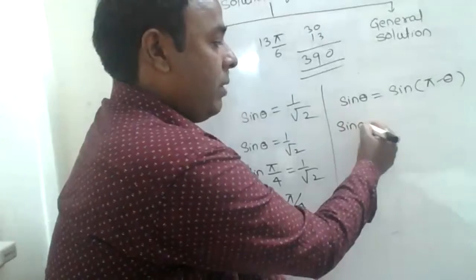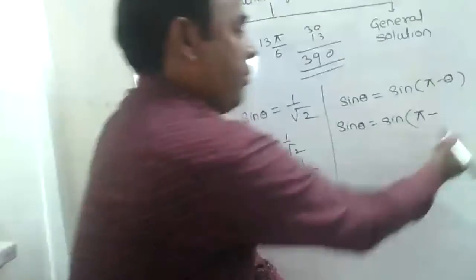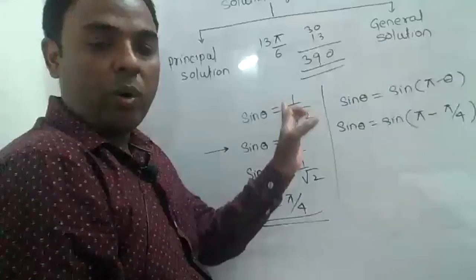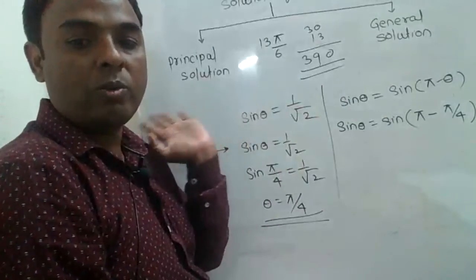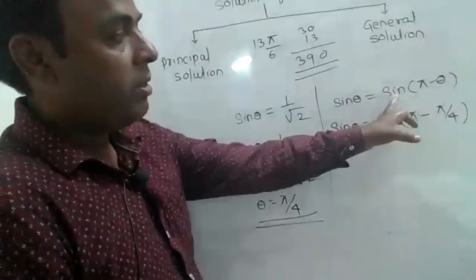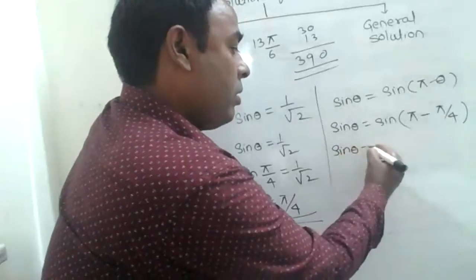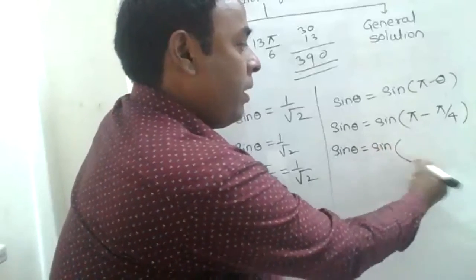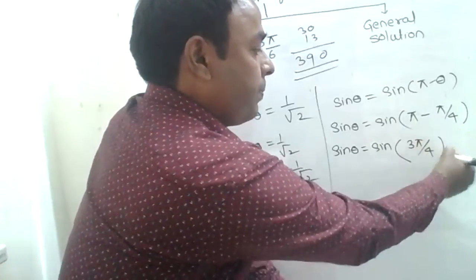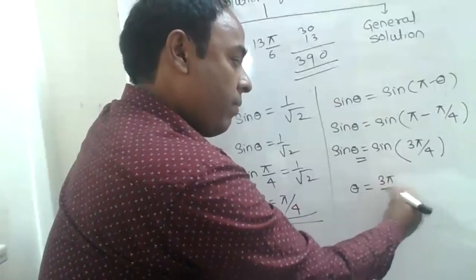So therefore sin theta is equal to sin pi minus theta, pi minus pi by 4. Principal solution एकाच्या sin theta equal to 1 by root 2 च्या दोन प्रिन्सिपल व्हॅल्यू असू शकतात. एक किंवा एक पेक्षा जास्त असू शकतात. Okay. So therefore sin theta is sin of 4 pi minus pi by 4, that is 3 pi by 4. So what is the value for theta? Theta is equal to 3 pi by 4.